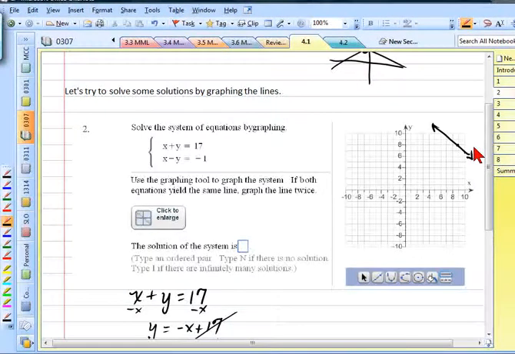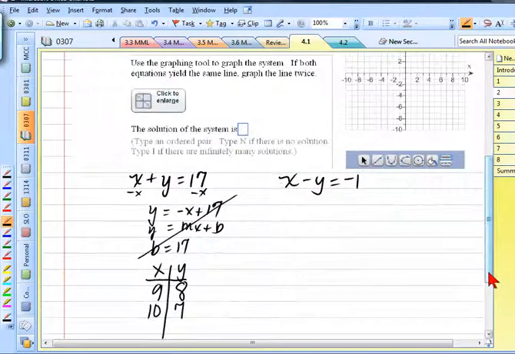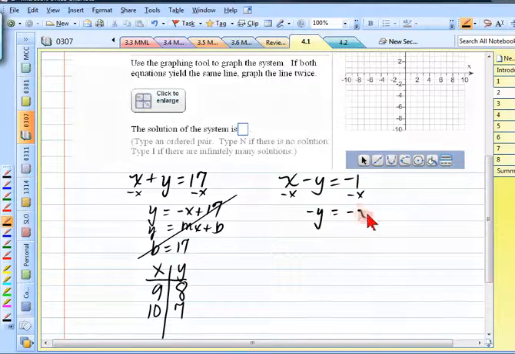Now I need to go to the second equation. The second equation was x minus y equals -1. Now I can use any technique I want. I think slope-intercept will work for this one. So I'm going to subtract x from both sides. That gives me -y is equal to -x minus 1. And I'm not quite through.